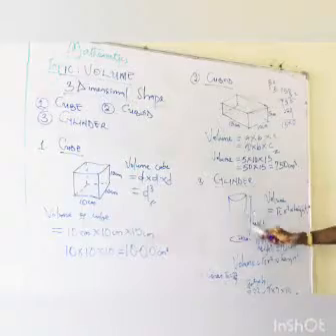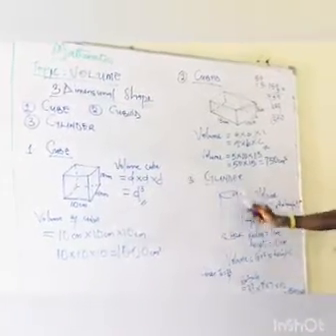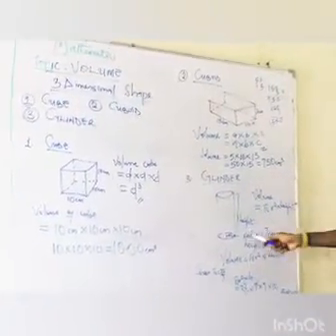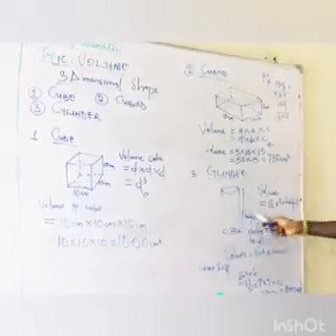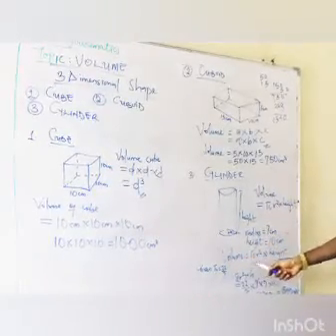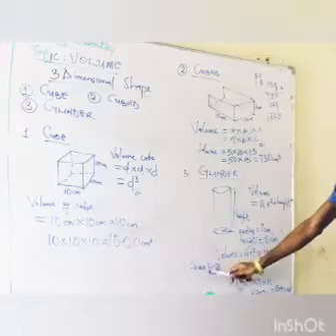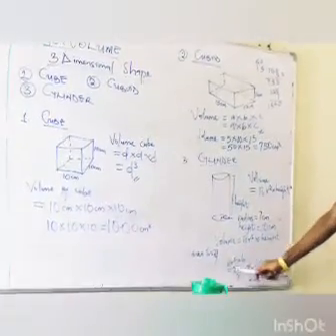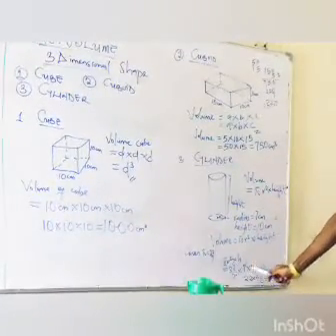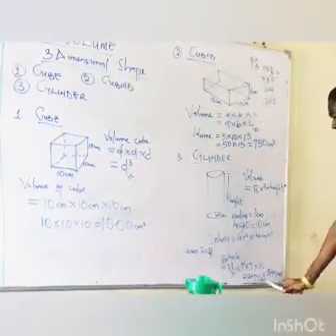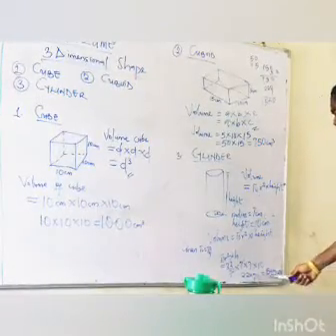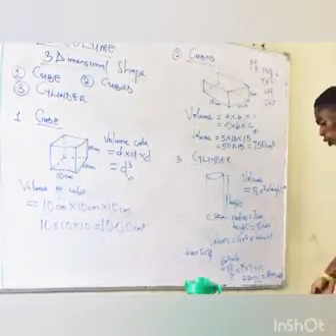This is the height of the cylinder. This is the circle that makes up the cylinder. So the radius of this cylinder is 7 and the height is 10. So the volume therefore is pi r squared multiplied by h. Recall that your pi is 22/7. So 22/7 multiplied by 7 multiplied by 7 multiplied by 10. It gives us 1540 centimeter cube.